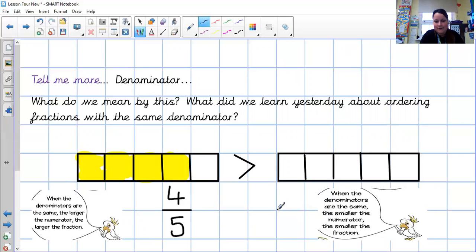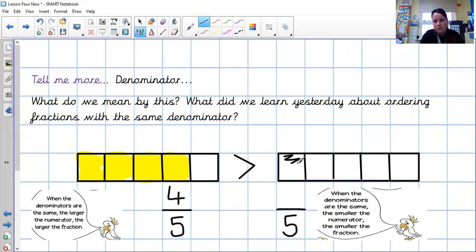So hopefully you have completed a fraction line and your denominator is 5 because our whole is split into 1, 2, 3, 4, 5 equal parts. Now our numerator has to be less than the numerator over here. So our numerator over here was 4 because our whole is split into 4 equal parts. So what does our numerator need to be this side? So 4/5 is greater than this fraction.